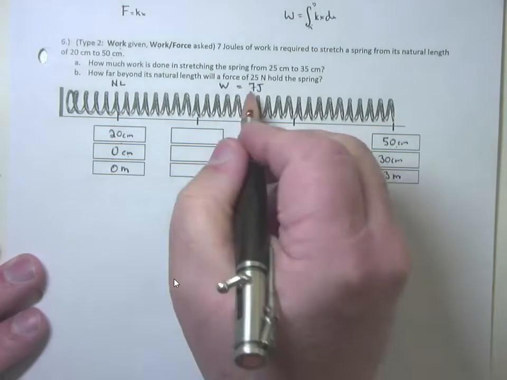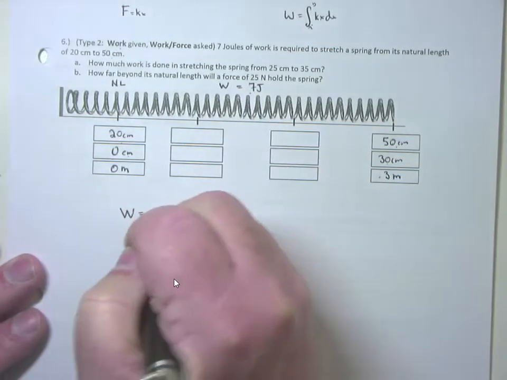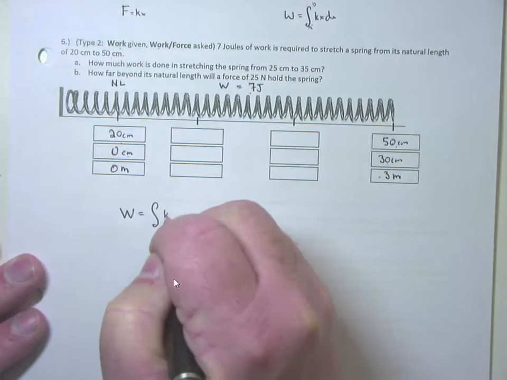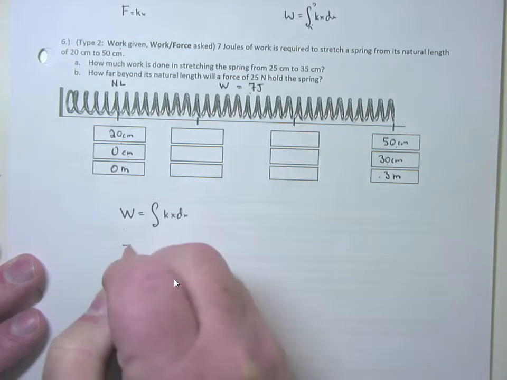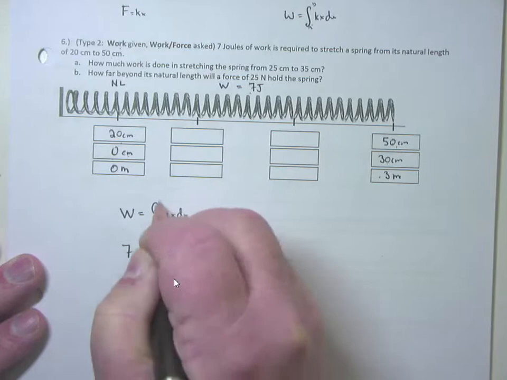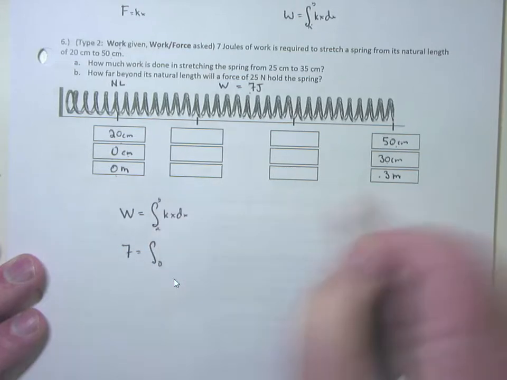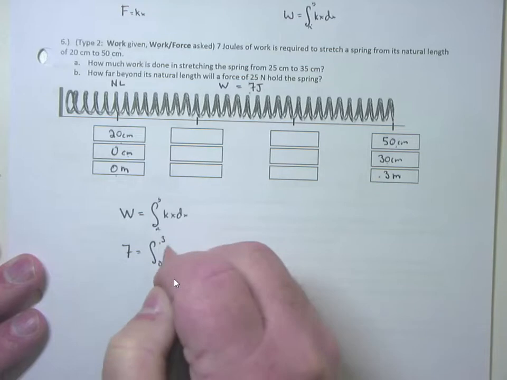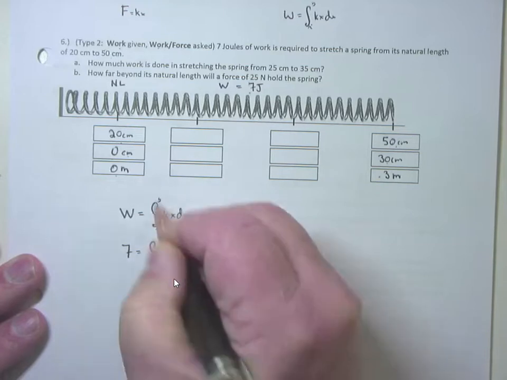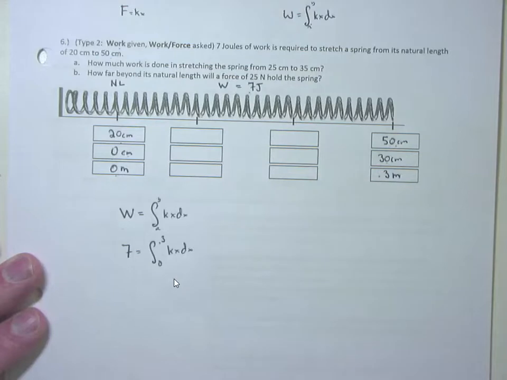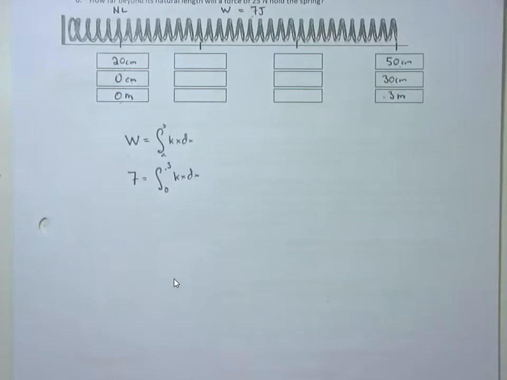But they gave me work. We have a formula for work. Work equals the integral of kx dx. Work was 7. This is the integral from 0 meters to 0.3 meters of kx dx. These are your bounds, 0 to 0.3. And you look at this thing and go, hey, this is an integral, but there's still an unknown in this guy. You can still use this integral form to be able to solve for k.